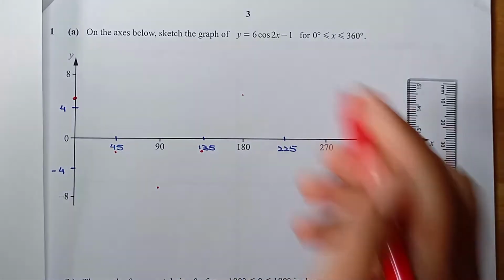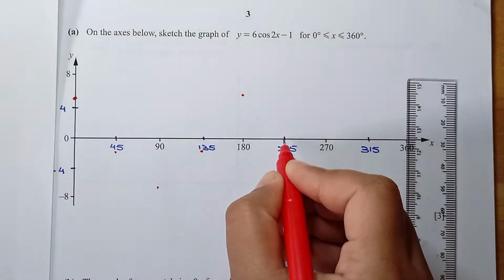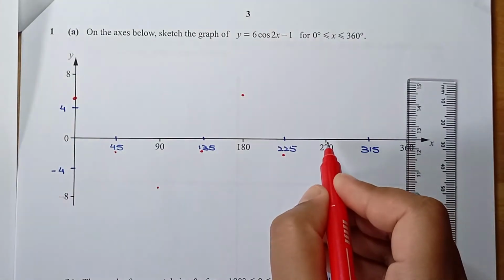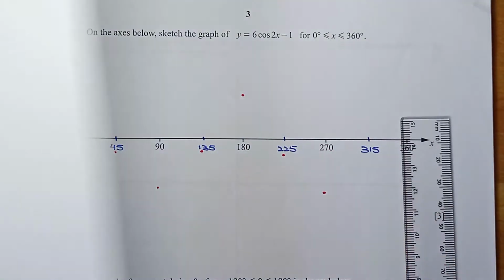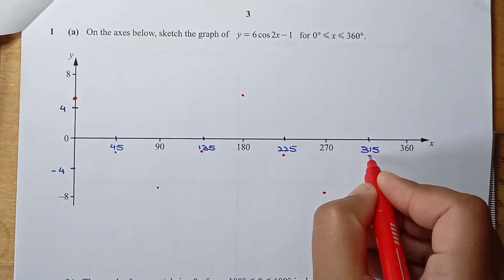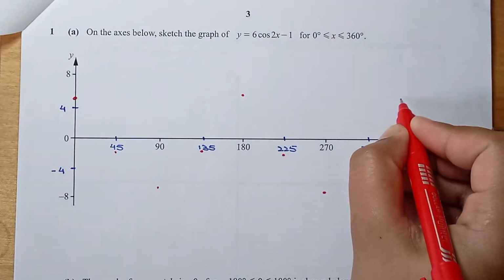This point is 5, right? The next is 225. We have minus 1. For 225, again minus 1. And then for 270 it is negative 7. For 315 we have minus 1. And for 360 it is the maximum point, 5.